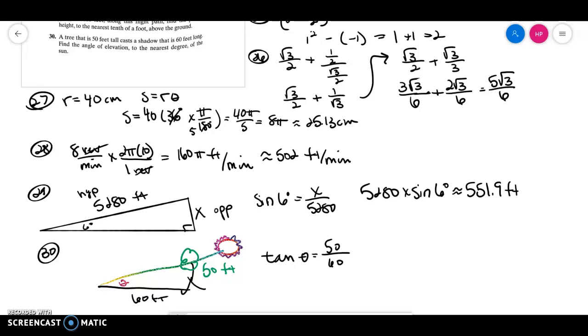To undo any trig function, I can't simply add, subtract, multiply, divide. This is where the inverse comes into play. So needing a calculator, I hit second tangent to get the tangent inverse. And again, making sure I'm still in degree mode, to the nearest degree, I end up with, instead of 39.8 degrees, I would round that to 40 degrees.